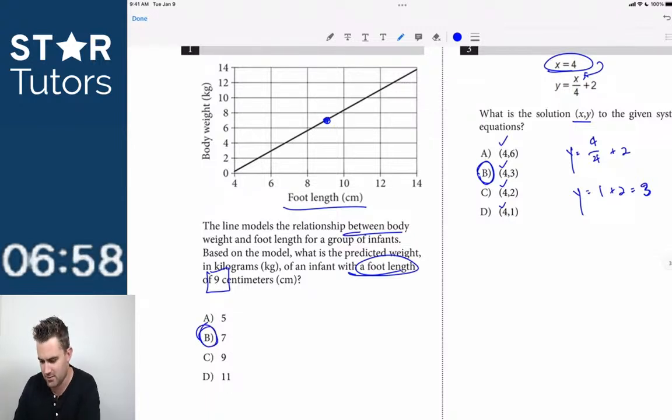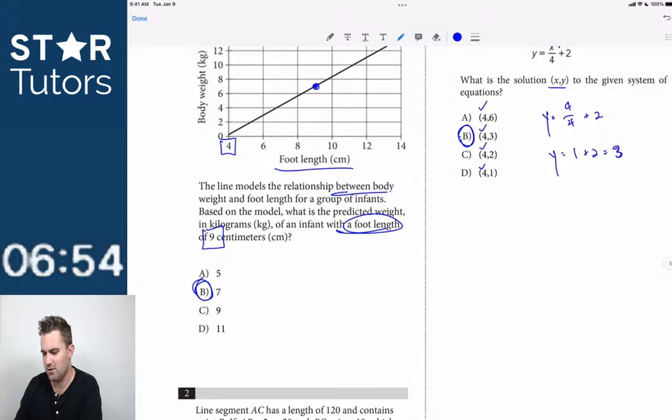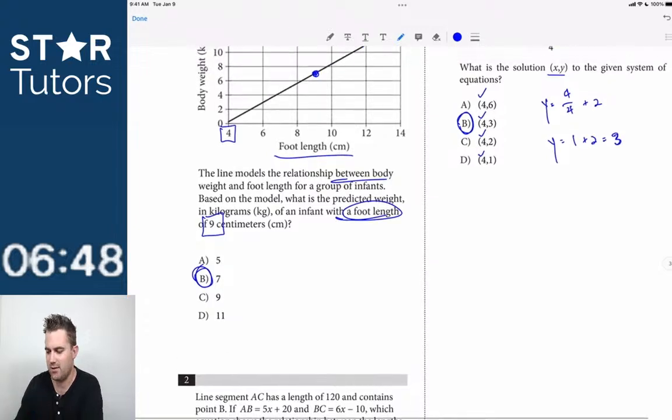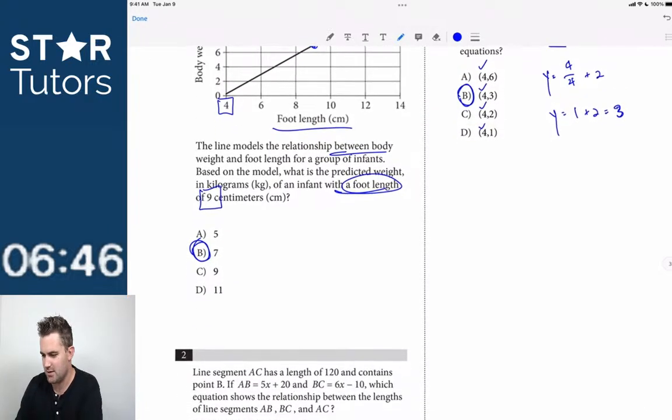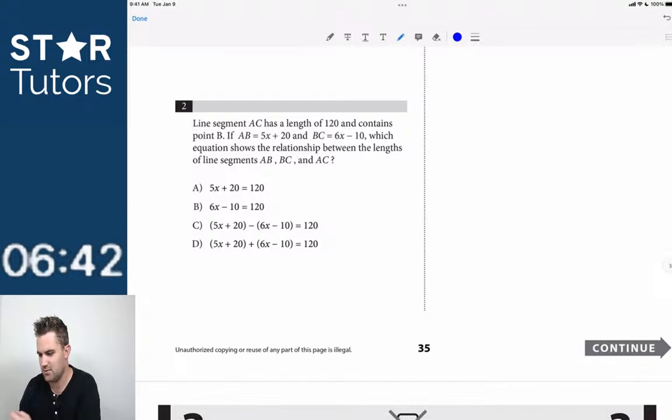I thought they tried to trick us here by not starting at 0, but I guess that's why, because a baby's not born with a 0 length foot. They have something to start, so I think that should be 7 for number 1. What's our time? 7 minutes. Okay, that didn't take long. Now, does everybody see?